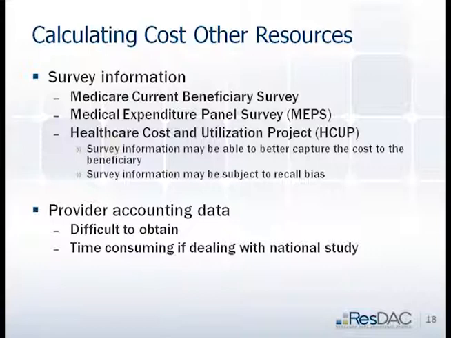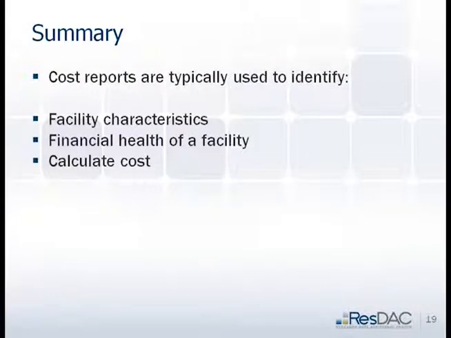And then the last, I'm throwing this out here as an option, not that I'm suggesting you would actually do this, but if you're working with one hospital, you could ask for their cost accounting information to get at what the provider's cost is. Unless you're doing a case study, I don't know that that last one is really an option at all, but we'll just keep it out there. So, in summary, the main types of research using cost reports are looking at facility characteristics, financial health, and calculating cost or cost-to-charge ratios.